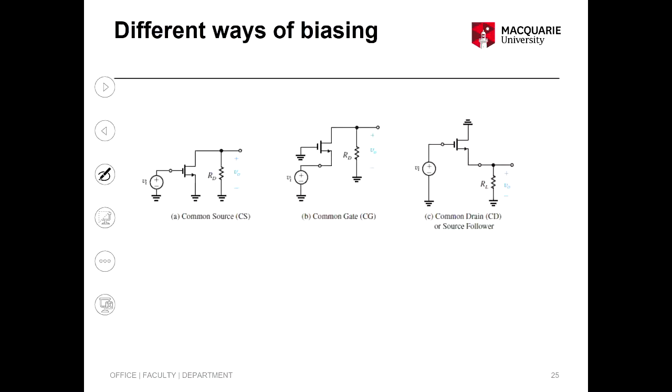Now the last point is different ways of biasing. In this course we focus more on common source. The common source is where your gate is supplied with the input, your drain is with the supply, and your source is always grounded. That's the source is shared between the output and the input, and that's the common source configuration. Okay, and that's what normally gives you the best biasing configuration for amplifiers. Okay, so we have other circuits.